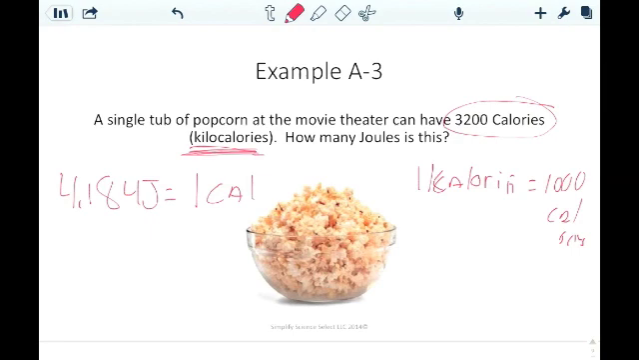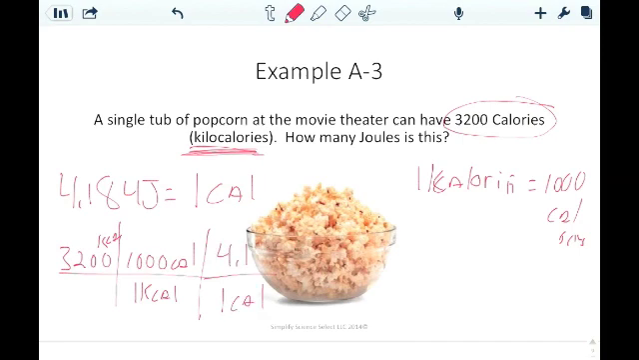So we just set this up and do dimensional analysis. We say 3,200 kilocalories, and 1 kilocalorie is 1,000 calories, and 1 calorie is 4.184 joules. We go ahead and work this out, and we'll get something right around 1.34 times 10 to the 7th joules.